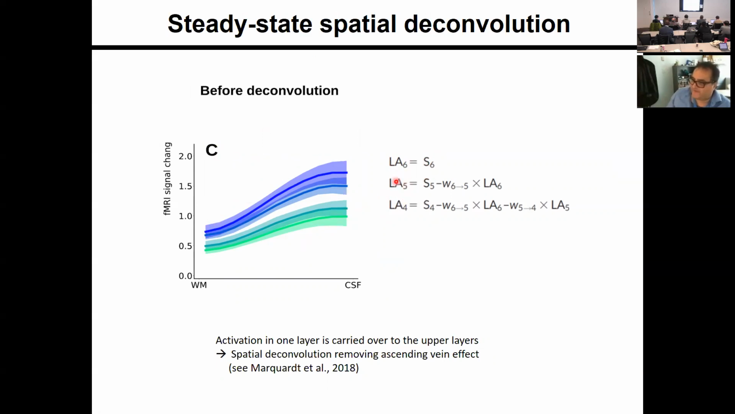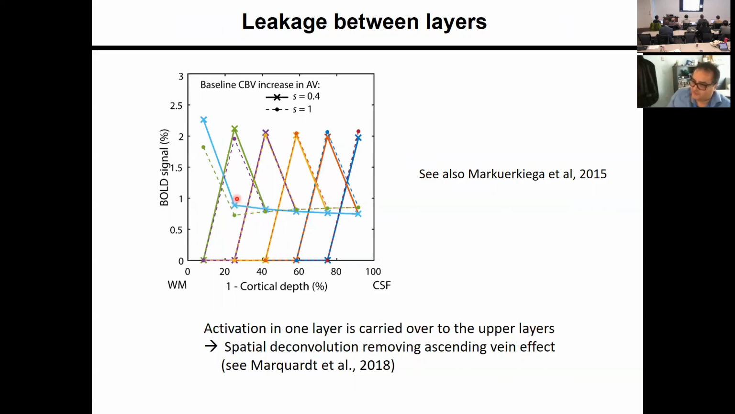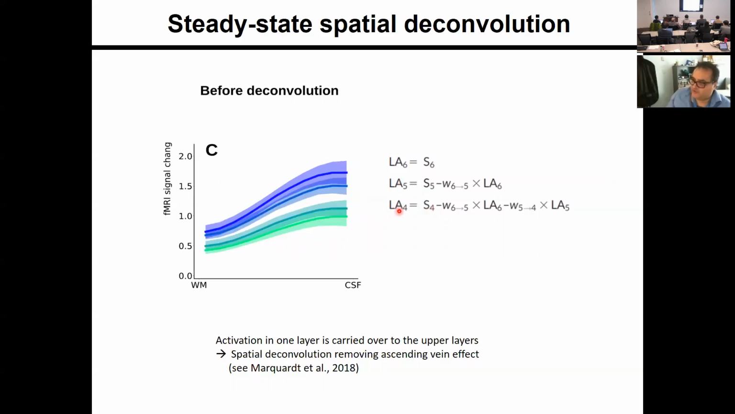However, the true layer 5 signal is the measured layer 5 signal minus some effect from layer 6. And this weighting factor is just this crosstalk, this value, how much the signal propagates to the upper layer. The same we do for the next layer. The true layer 4 activation is the measured layer 4 activation minus some effect from layer 5, some effect from layer 6. So what we are doing is sequentially removing the effects of the lower layers towards the upper layer. Any questions about this approach?